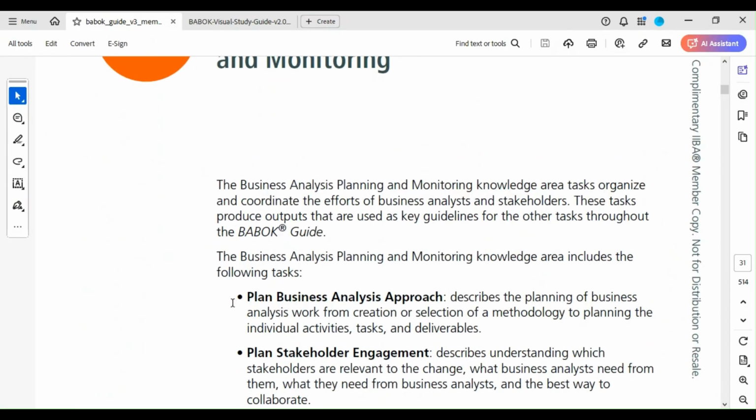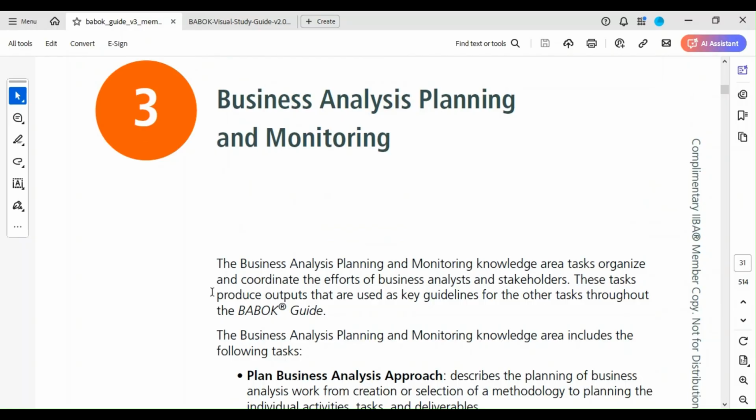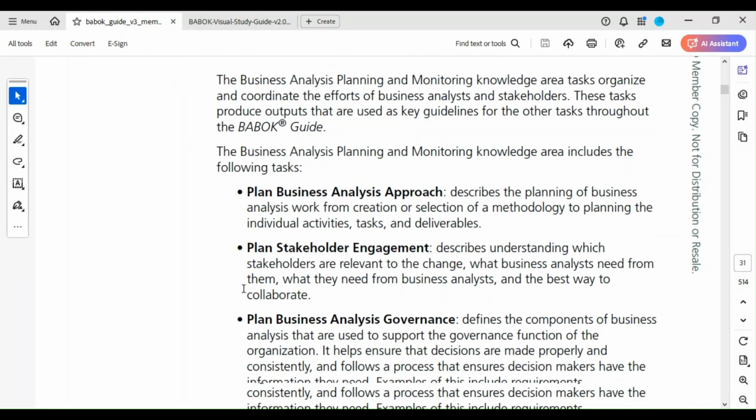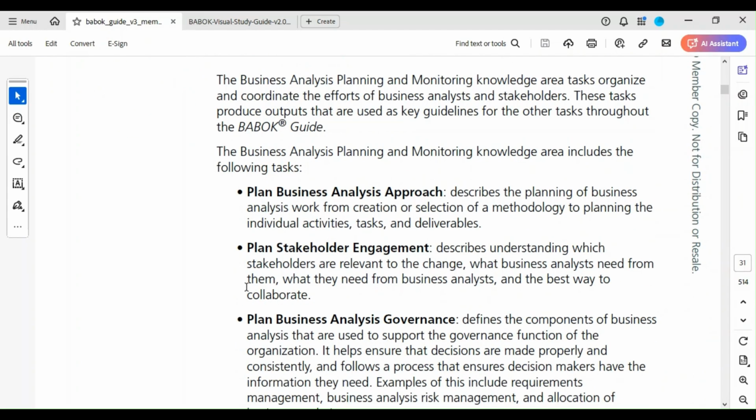Now, the business analysis planning and monitoring knowledge area tasks organize and coordinate the efforts of the business analysts and stakeholders. So just like it says, it's about planning and monitoring. This coordinates your efforts as a business analyst and also that of your stakeholders. These tasks produce outputs that are used as key guidelines for other tasks throughout the BABOK guide. So remember, just like we said, any outputs you get act as an input to other tasks. The knowledge area includes the following tasks.